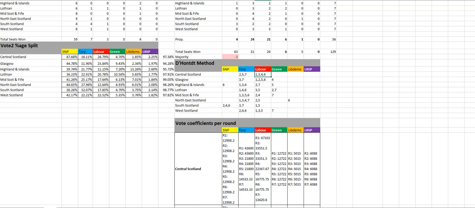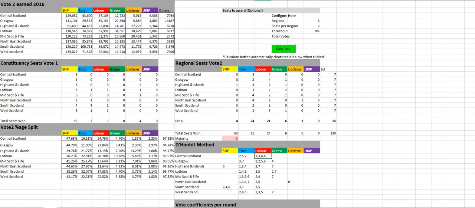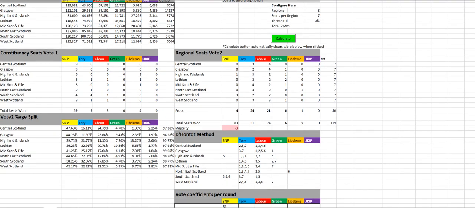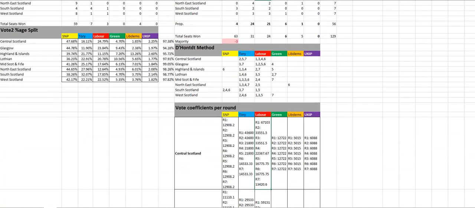Now, how does that affect Labour? Well, now that they've won a seat, they've now got 1 seat. You add 1 onto it, and that gives them 2. You divide their 67,103 by 2, which gives you 33,551. That's their starting position for round 2.